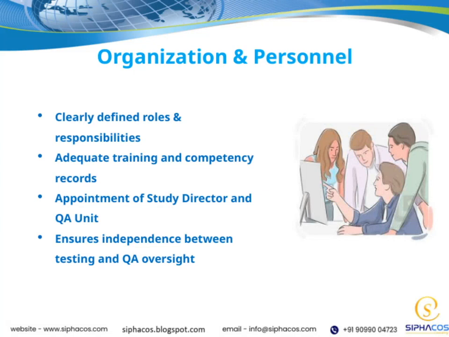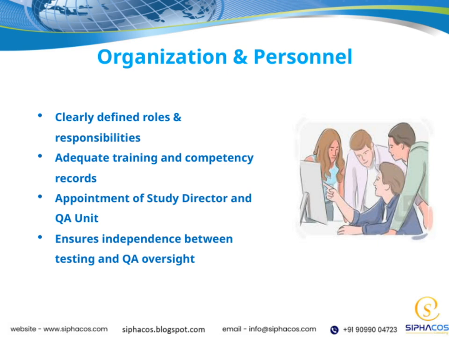Let's talk about organization and personnel, which are crucial for ensuring quality and compliance. First, having clearly defined roles and responsibilities helps everyone understand their specific duties, reducing confusion and overlap. Next, maintaining adequate training and keeping proper competency records are essential so that team members are always up to date and capable of performing their tasks effectively.